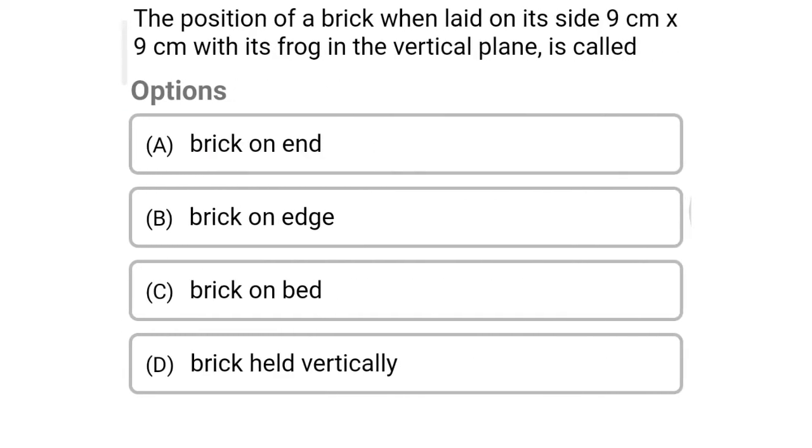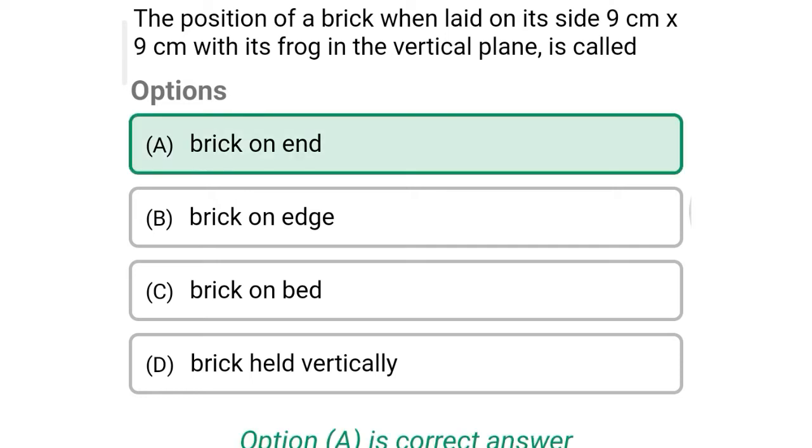Next question, the position of brick when laid on its side 9 cm into 9 cm with its frog in the vertical plane is called option A brick on end, option B brick on edge, option C brick on bed, option D brick held vertically. So the correct answer is option A brick on end.